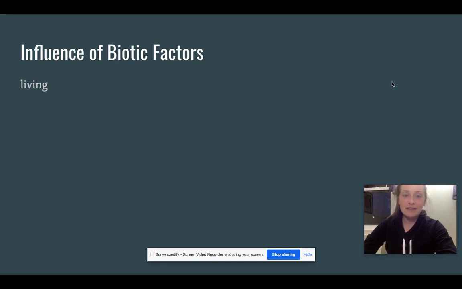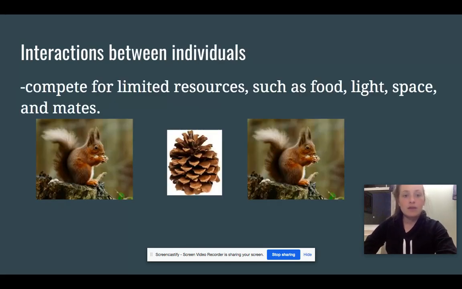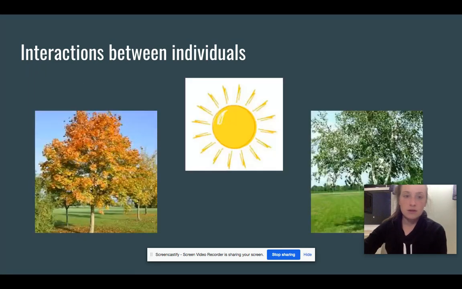Let's take a look at the influence of biotic factors. We did see a couple of examples at the beginning, but I'll explain them in more detail. One of them was interactions between individuals, or competition. This is when individuals of the same species, such as the red squirrel here, compete against another red squirrel for pine cones. Or we also have interactions between individuals of different species, such as this maple tree and the pine tree that are competing against each other for sunlight and soil.